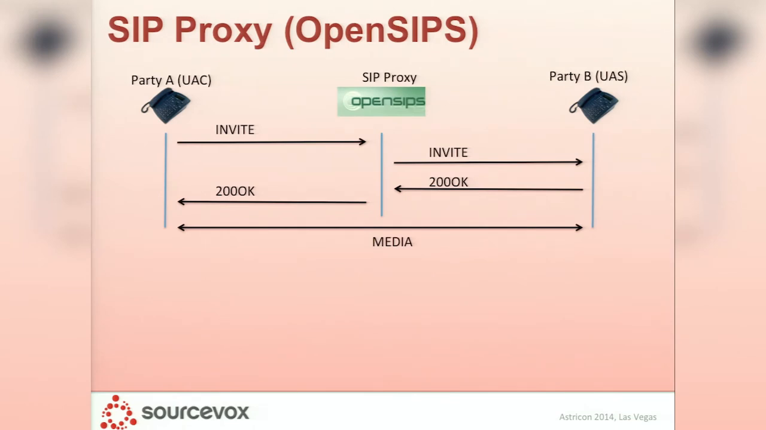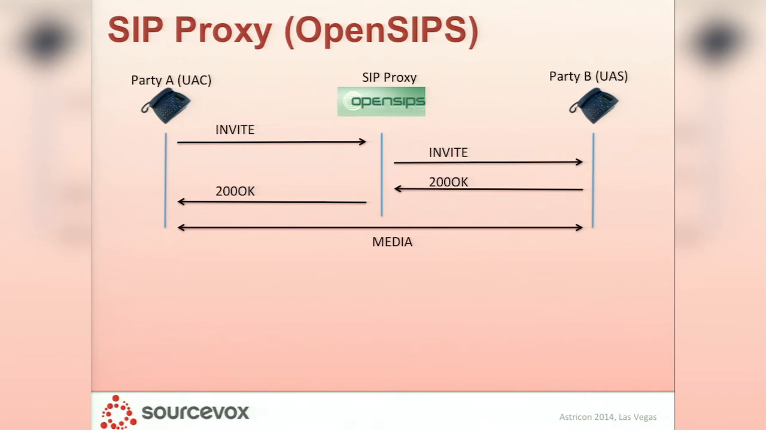So this is how a similar scenario would work if you used OpenSIPS as a SIP registrar. You've still got the same kind of end result. Party A would like to call Party B. Again, the invite goes to OpenSIPS, and then you'll notice there's no UAS and UAC labels at the OpenSIPS part. What OpenSIPS does is it acts as a SIP proxy, and it simply proxies the invite across to party B.